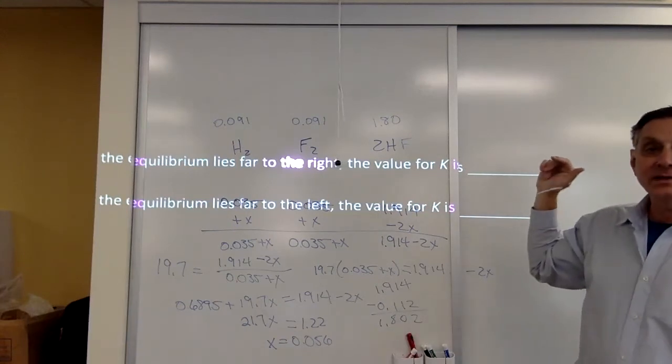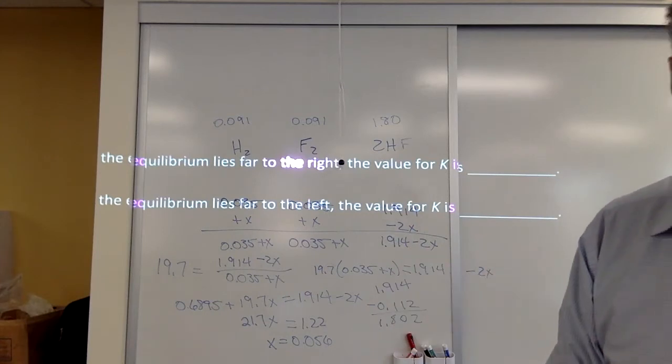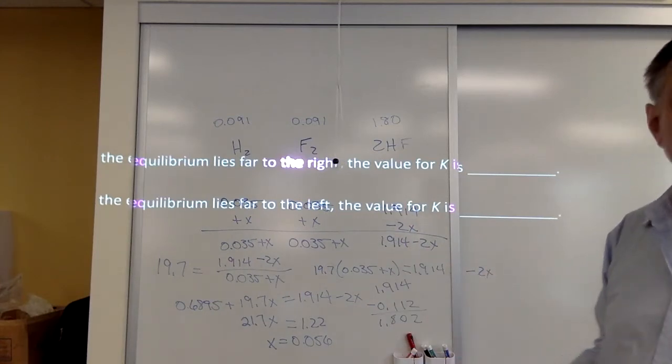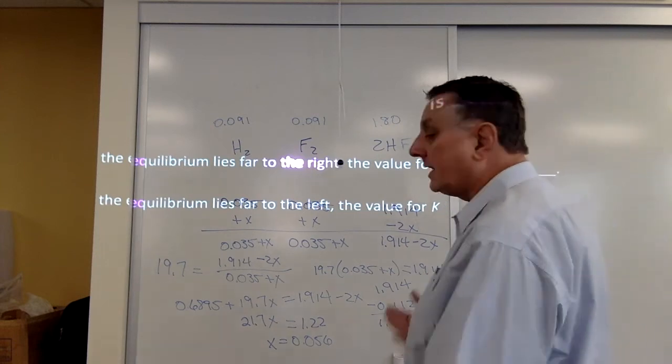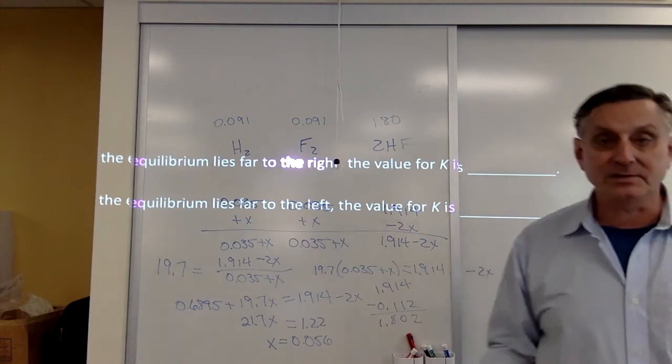K will never have negative values. K will not be negative. It'll be much less than 1, like 10 to the minus 10th, 10 to the minus 5th, 10 to the minus 20th. Or K can be very large, 10 to the 5th, 10 to the 10th, 10 to the 20th.